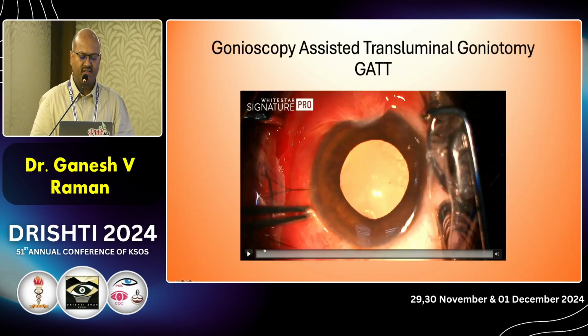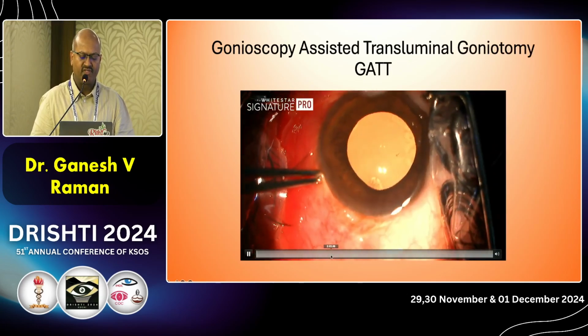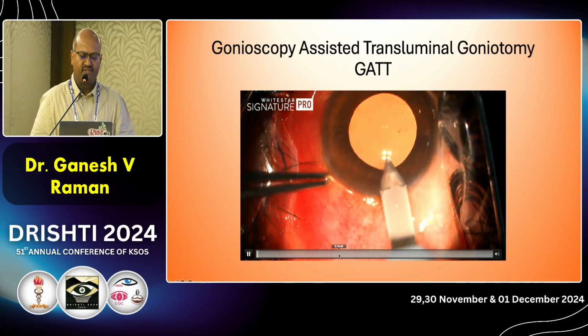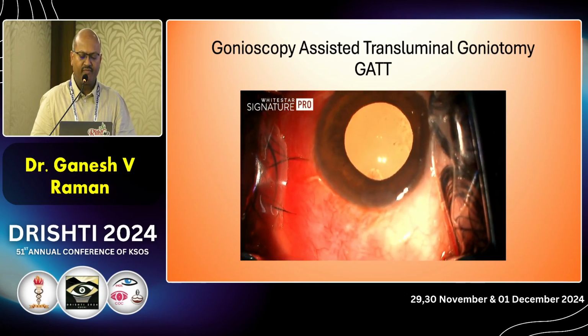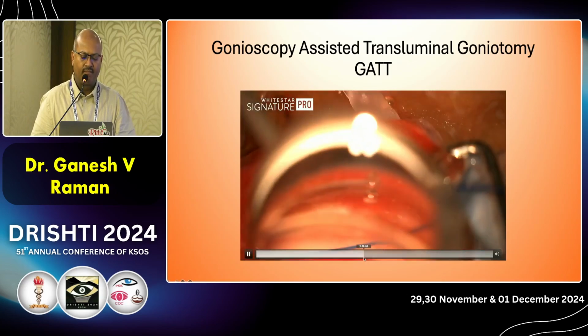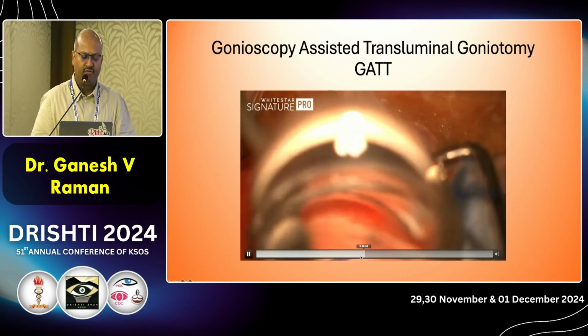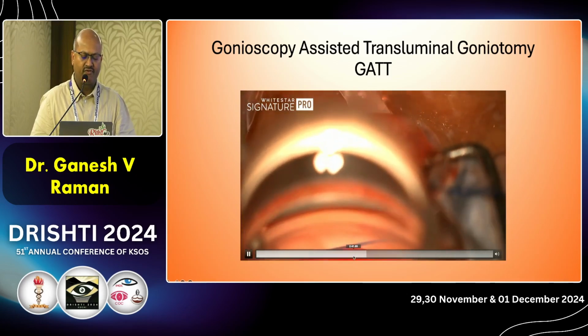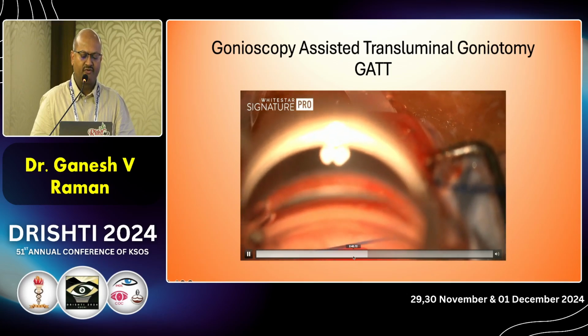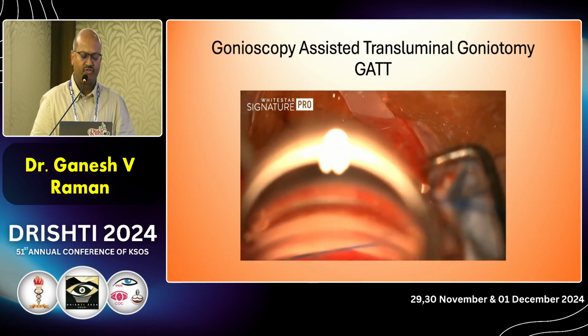Gonioscopy assisted transluminal trabeculotomy is addressing 360 degrees of the problem, and you thread a suture into the Schlemm's canal. It could be a 5-0 or a 6-0. Because the anatomy is so distorted, we always keep both the sutures together.